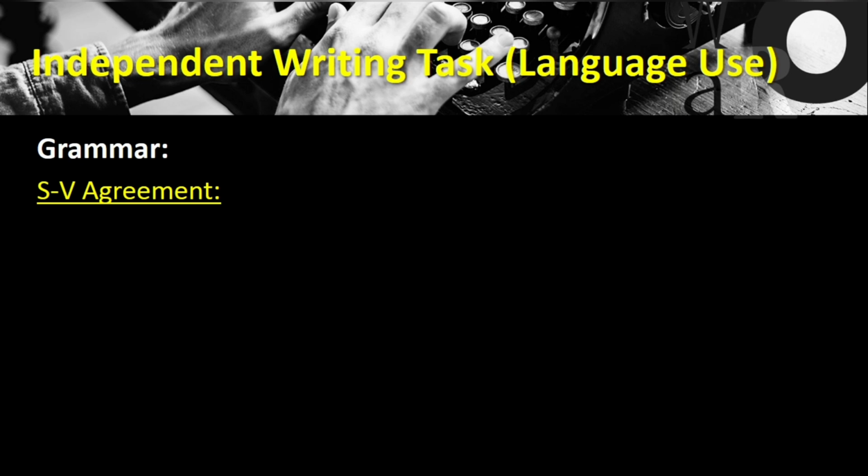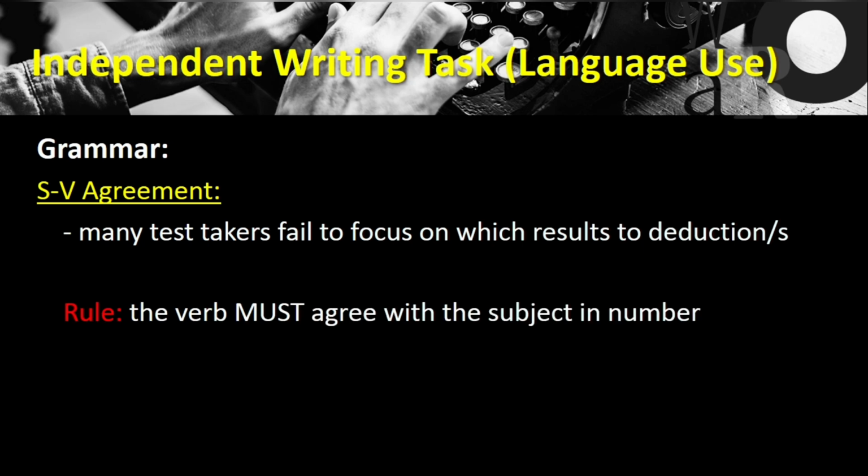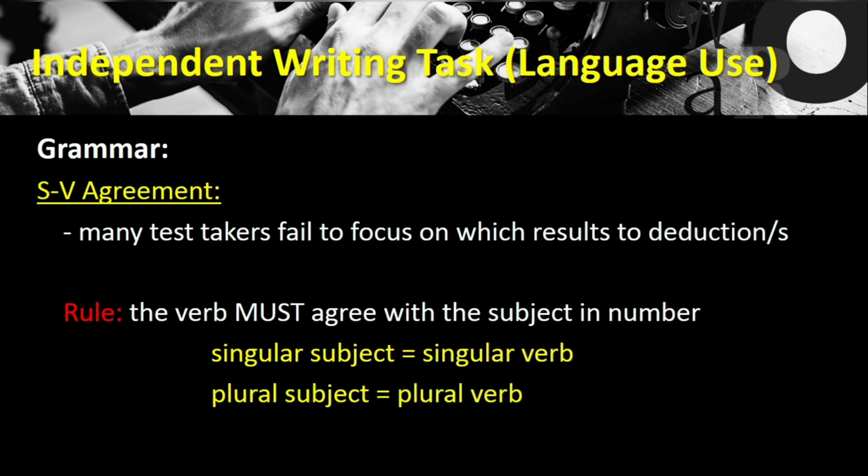Let's start with the most basic facet of your essay, subject-verb agreement. As basic as it may seem, it is an area where many test takers fail to pay attention, and thus receive point deductions due to either failure to check or lack of know-how. Now to refresh your skills, the rule with subject-verb agreement is that the verb must agree with the subject in number. Meaning, a singular subject takes a singular verb. Likewise, a plural subject takes a plural verb.